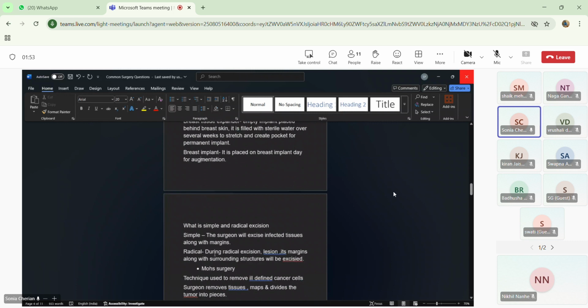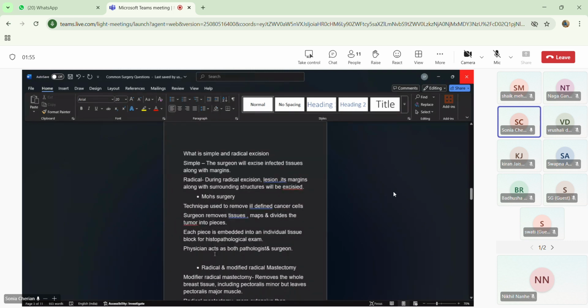Then they might ask you what is simple and radical excision. Simple, you know what it is. They will just excise the infected tissue along with the margins. But in radical, they will excise the infected tissue and margins, and along with that they will also take away some surrounding structures which have been infected. They will scrape off the surrounding structures also.